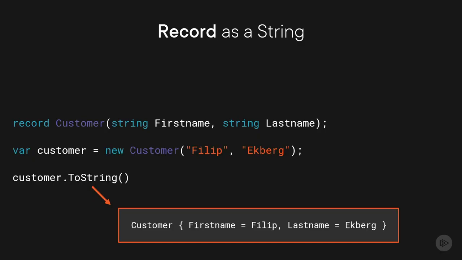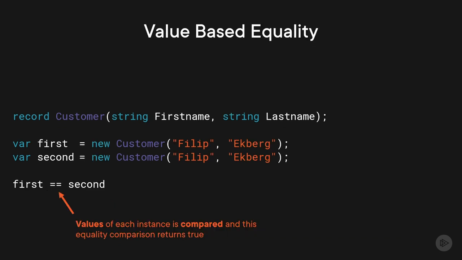Out of the box, the record makes it simple to get a string representation of the content. It also introduces value-based equality. This means that you no longer have to write the cumbersome boilerplate code for each of your domain models. That is, the classes that represent your data.